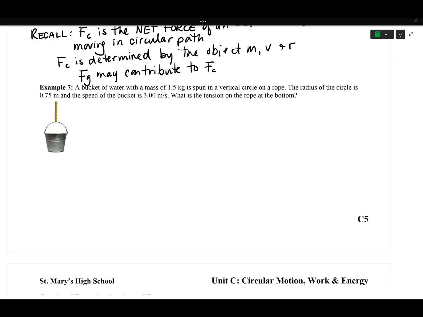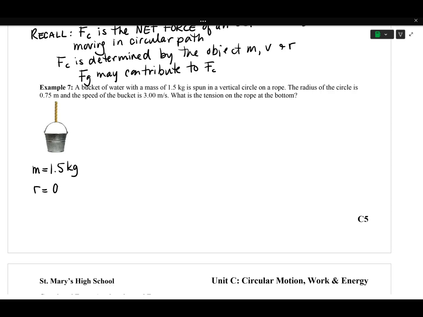Okay, let's try an example together, and then I'll give you some time to work on your own. A bucket of water with a mass of 1.5 kilograms is spun in a vertical circle on a rope. The radius of the circle is 0.75 meters, and the speed of the bucket is 3 meters per second. What is the tension on the rope at the bottom?